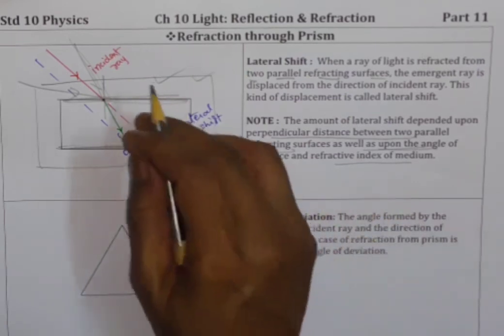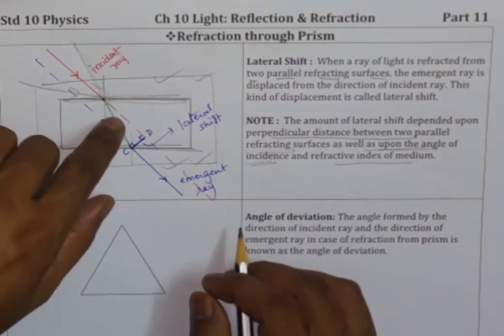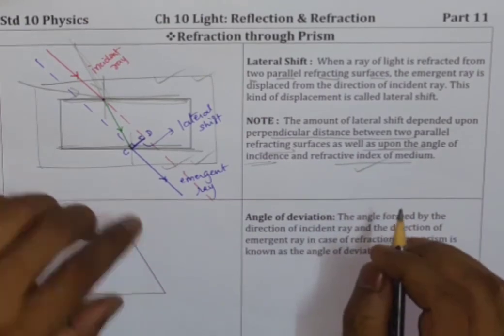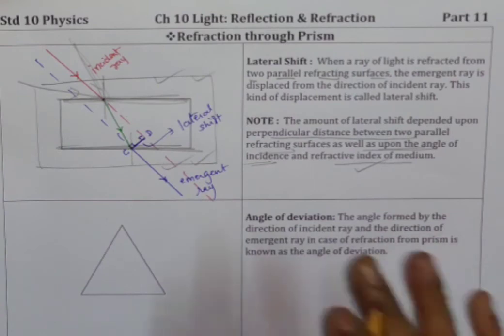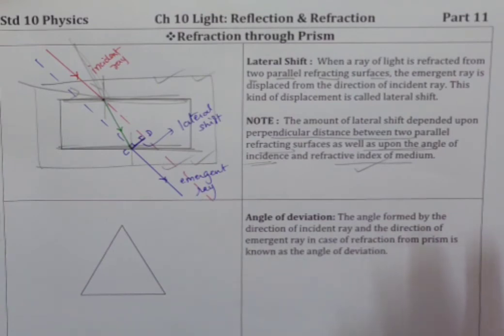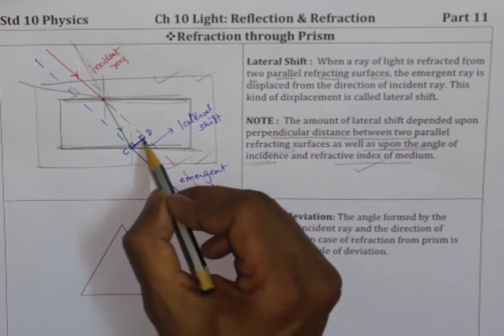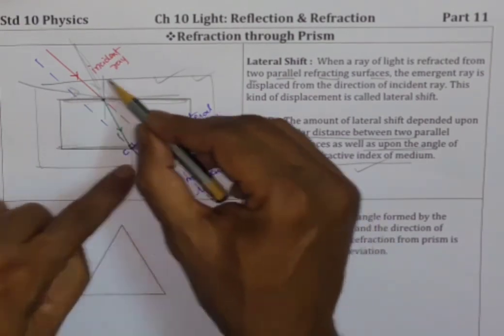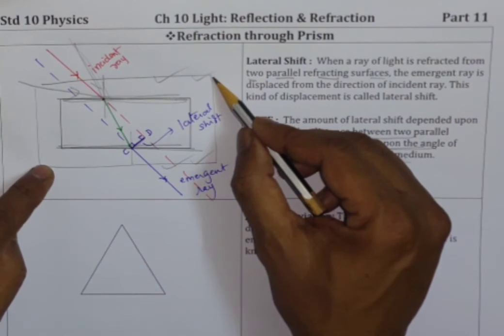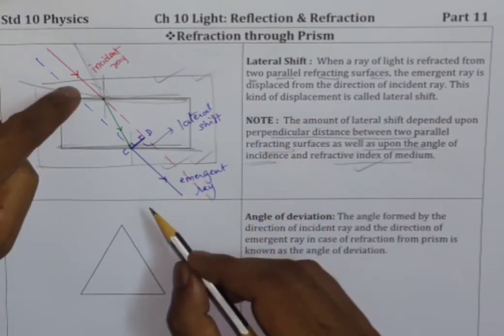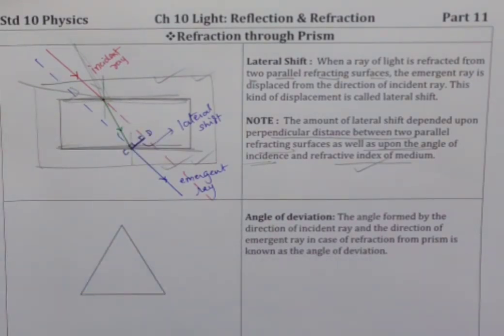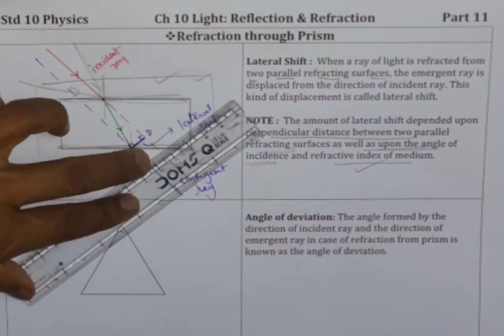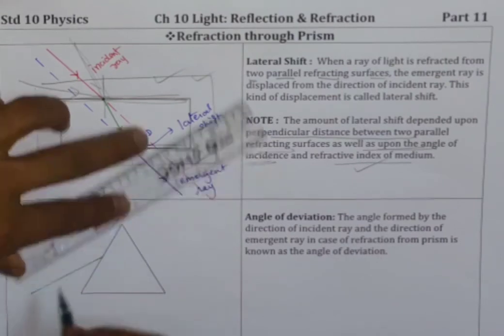And third, the refractive index of the medium. We'll learn about refractive index later. Glass, air, water are three different media, so they have different refractive indices. So the lateral shift depends upon three things: the distance between the two parallel refracting surfaces, second, the angle of incidence, and third, the refractive index of the medium. Is that clear? Now see how refraction occurs in the prism. So let's say this is the incident ray.